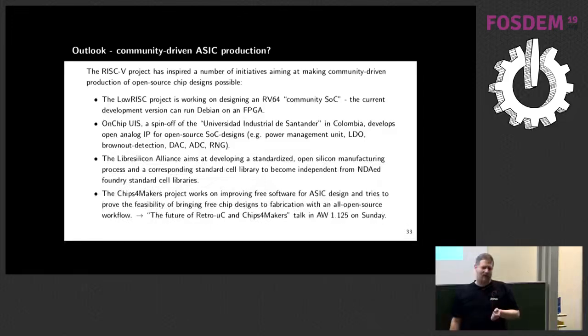You have to use a set of standard cell libraries from your fab. You're not allowed to disclose how those look like. So if you want to build your chip in another fab, you can't just take your design to another fab. You have to redesign your chip with their standard cell library. There is no portability between fabs. And the Libra Silicon Alliance is working on defining a standardized process that is actually transferable from one fab to another.